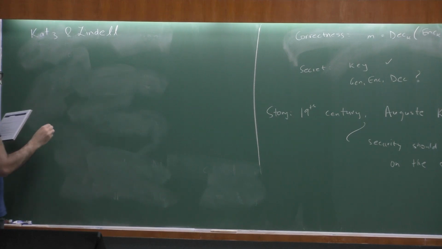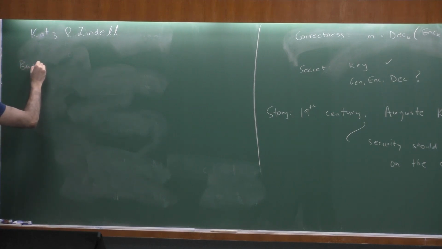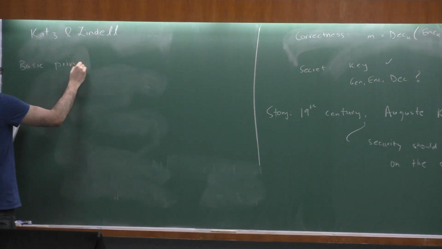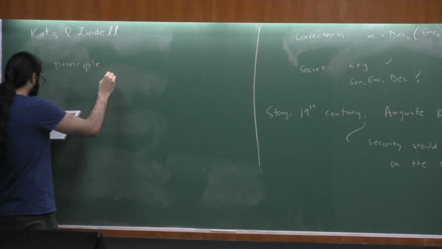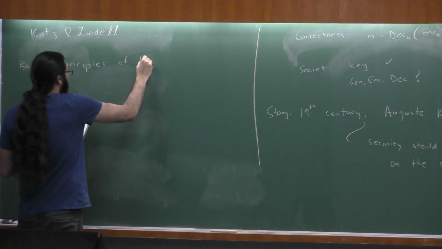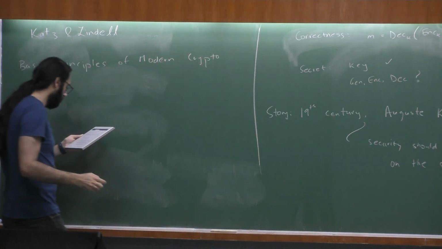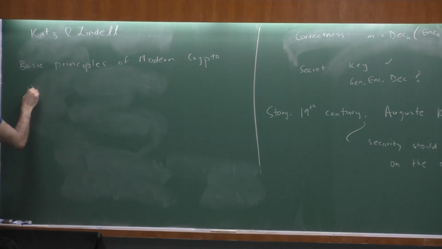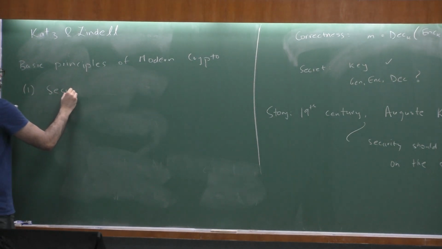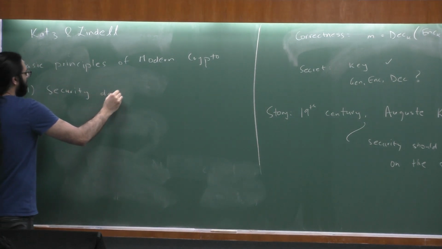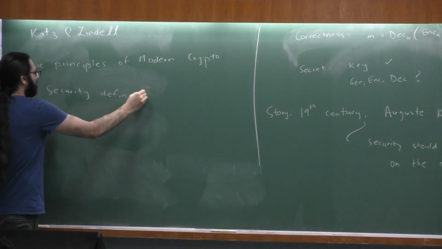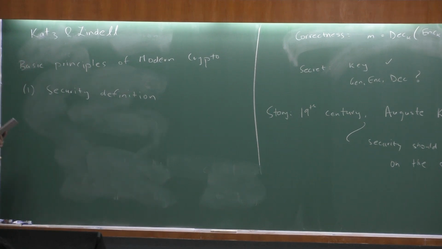Okay, so that's the setup. Now let's look at what are called the basic principles of modern crypto, in the text at least. There are basically two principles that we're going to look at. The first is formalizing the security definition. This is the thing that we were trying to do yesterday, but it wasn't quite clear to some of us because we'd not seen how it's done in simpler settings. So we're going to do that now.